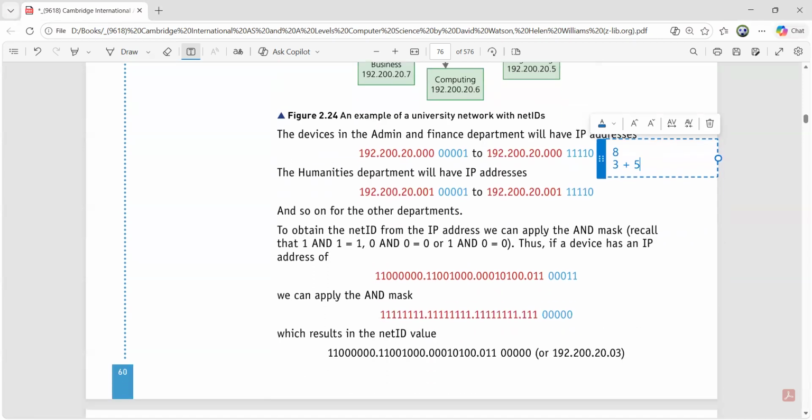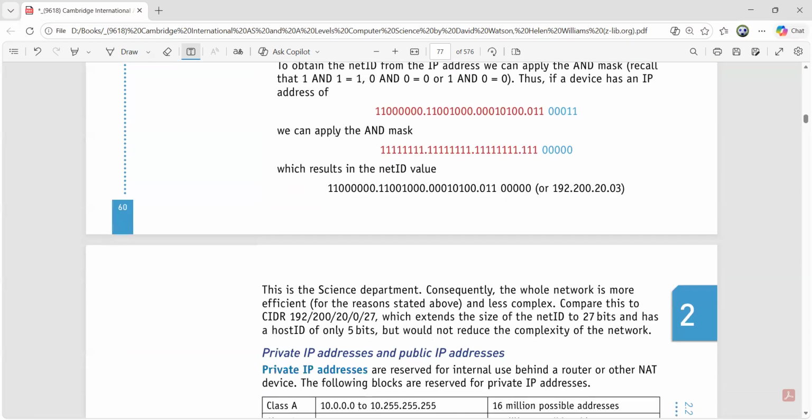This is a continuity of the same. You can go through this; the same explanation is given with other examples for the other departments. This is the net ID and the host ID. Here, it is 192.200.20.03, where 03 denotes the net ID, and the host ID is simply all zeros. So this is how you can make it more manageable.